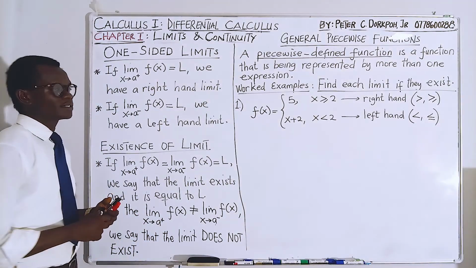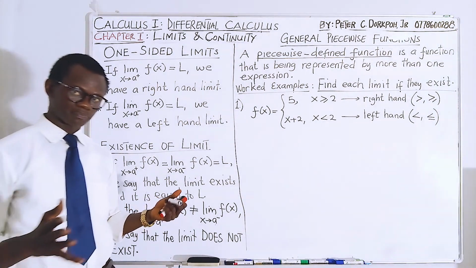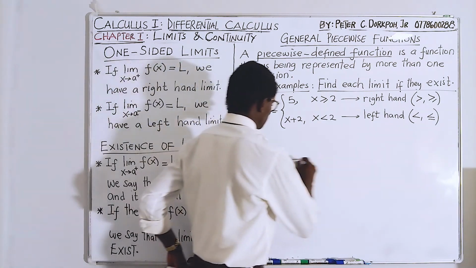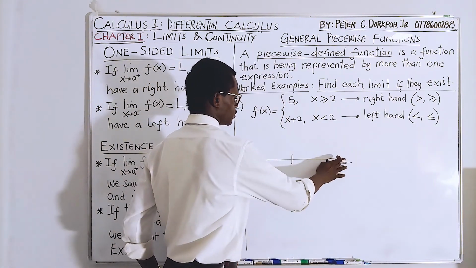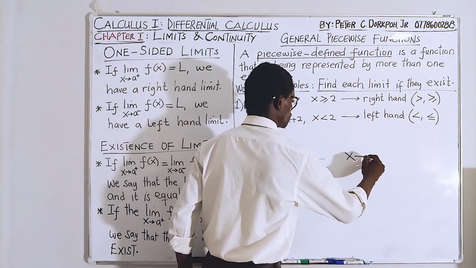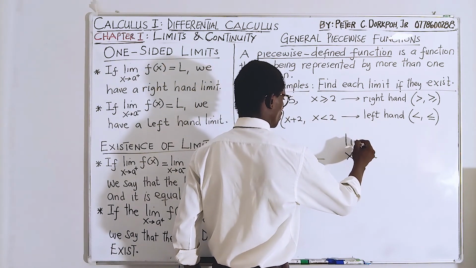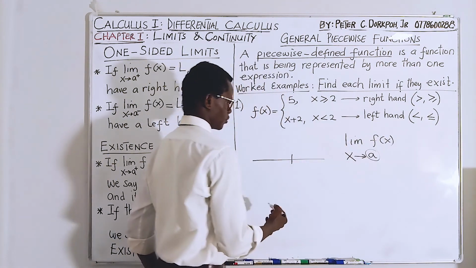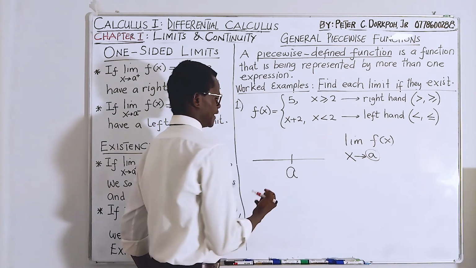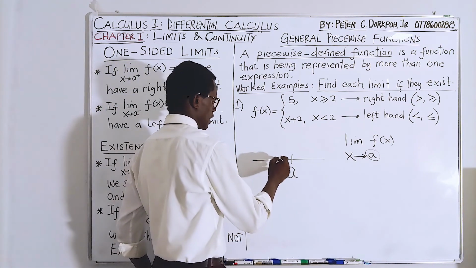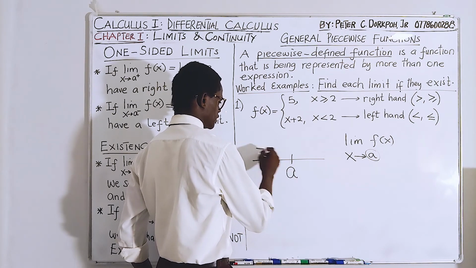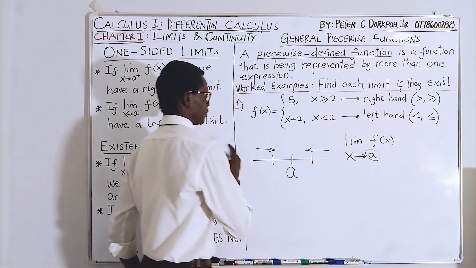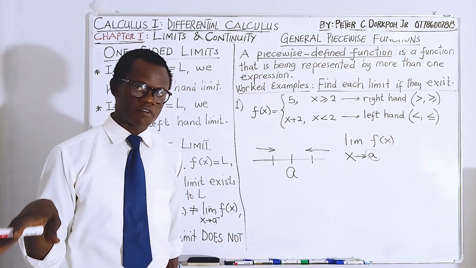Now, let's look at one-sided limits. Whenever you are approaching a particular value, normally we say x approaches a value, the limit of, for example, f of x as x approaches some e. Now, if this is e, x approaches e from this side or x approaches e from this side. The previous problem we've been doing is in the general form.